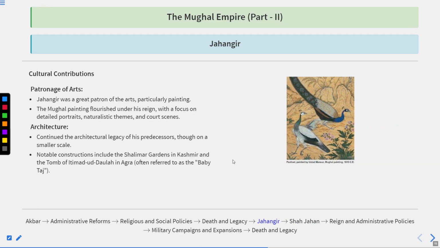Cultural contribution. Jahangir was a great patron of art, particularly painting. In his book Tuzuk-e-Jahangiri, he also mentioned some important points related to painting. Mughal painting flourished under his reign with a focus on detailed portraiture, naturalistic themes, and court scenes, as well as architecture. He continued the architectural legacy of his predecessors, though on a smaller scale. Notable constructions include the Shalimar Garden in Kashmir, and the Tomb of Itimad-ud-Daula in Agra, often known as the Baby Taj, was also established by Jahangir. Clear?